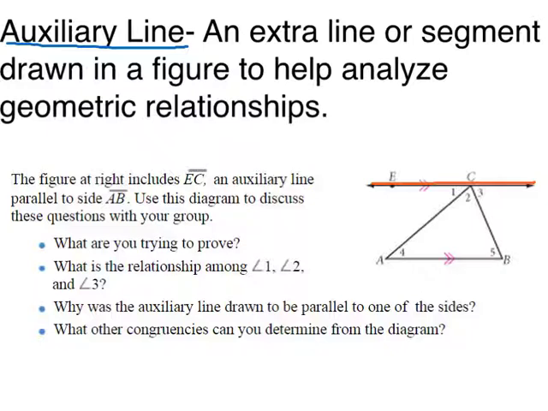Now, if you remember alternate interior angles, 1 is congruent to 4. And conversely, we also know that 3 is congruent to 5 because of alternate interior angles. And you should know it. It's asking, what is the relationship among 1, 2, and 3? Well, they all add up to 180 degrees because they're on a straight line. Alright, let's go to an example.